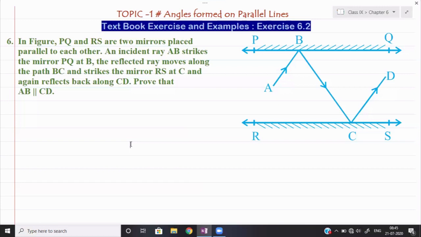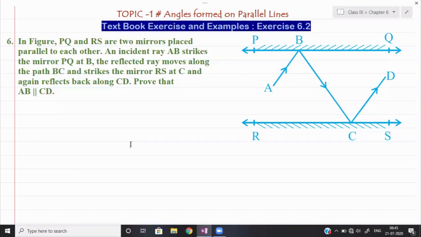And it strikes the mirror RS. Means BC, when striking the mirror RS, becomes the incident ray for the second mirror, while it is the reflected ray for the first mirror. That you need to remember. At C and then again reflects back along the CD. So CD will be here our reflected ray. Prove that AB and CD are parallel.